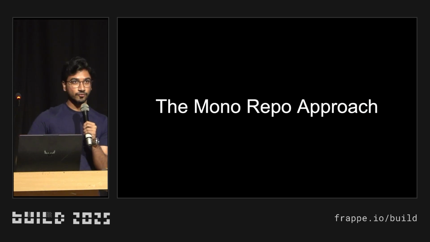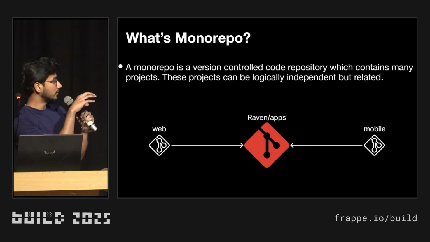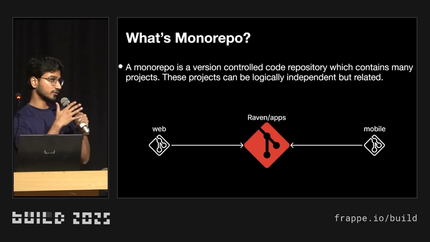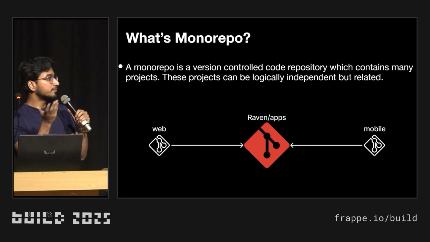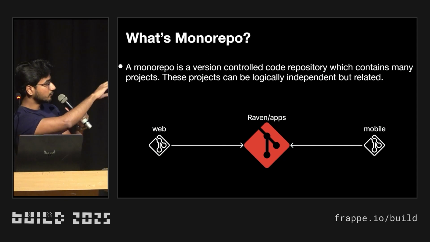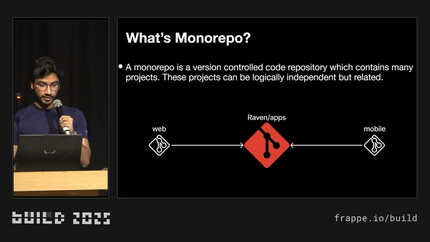Now, to those of you who are wondering what is a monorepo, in very layman's terms, it's a Git repository consisting of multiple projects which are not logically dependent on each other, but may be related. So imagine a web side of things, which consists of the web implementation of the app, and a mobile side of things, which consists of the mobile side. And if it wasn't built using React Native, you can imagine the mobile side would be broken down into two other things, like the Android side and the iOS side separately. So this is how our app is being structured. Raven apps consist of web and mobile.